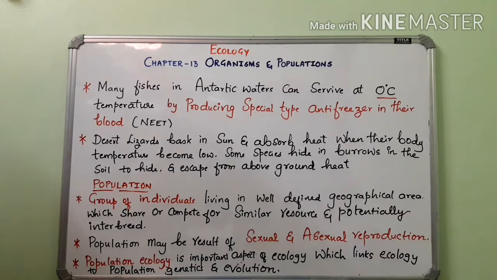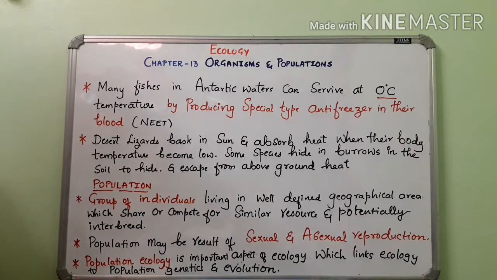The example for population that the textbook has given is teak wood trees in a forest. In the same habitat, living in a well-defined geographical area. So teak wood trees in a forest is an example for population. The cormorants in a wetland. Cormorants means aquatic birds, the group of individuals of aquatic birds in the wetland. And the bacteria in a culture plate, the same species of bacteria in a petri dish or culture plate.